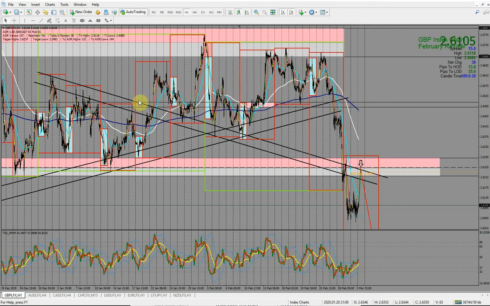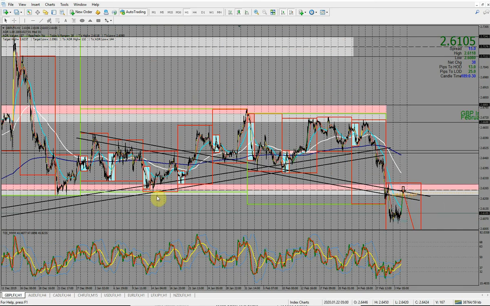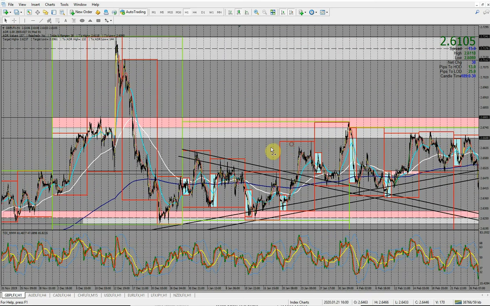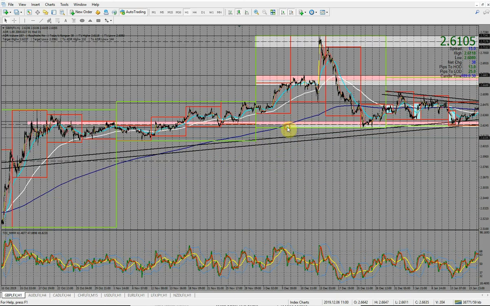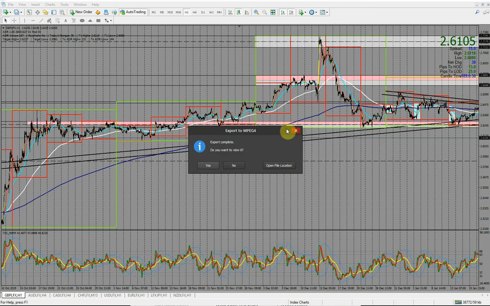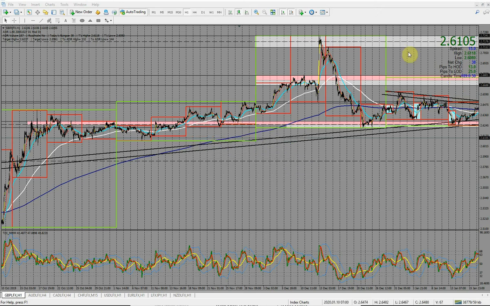There's a major diagonal support and resistance zone here. It's 1, 2, 3, 4, 5, 6, 7, 8, and then we can just expect the 9th touch on that resistance trend line there. And then look at these support and resistance zones here. Okay, I'm just gonna put that to the side.